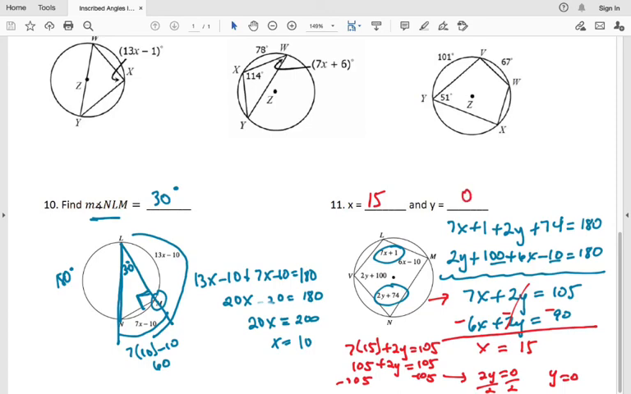I want to check my answers by plugging it back in and making sure that everything is going to add up to be, opposite angles are supplementary. So when I plug in 7x plus 1, let's see, 7 times 15, that's 106 for this angle. And then this will be 74 when I plug in 0 for y, and those are supplementary, so that worked out. When I plug in 0 for this angle, I get 100. And when I plug in 6 times 15, I get 90 minus 10, which is 80. And then those are supplementary. So I've checked my work to make sure it's right.